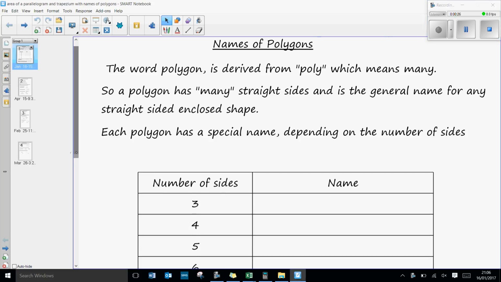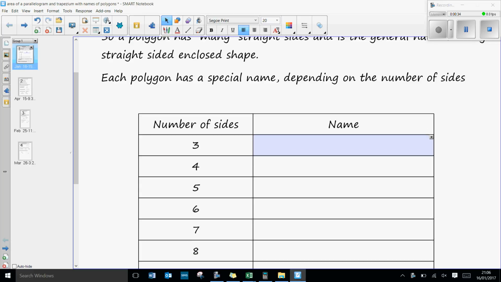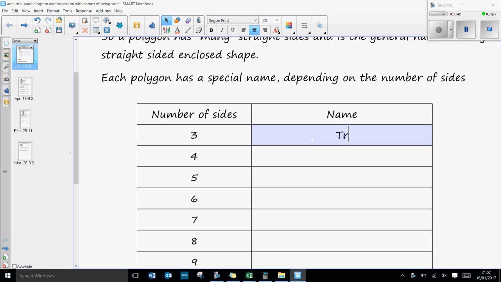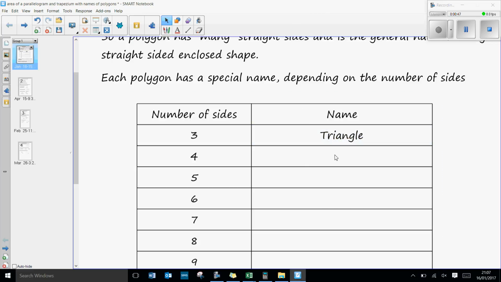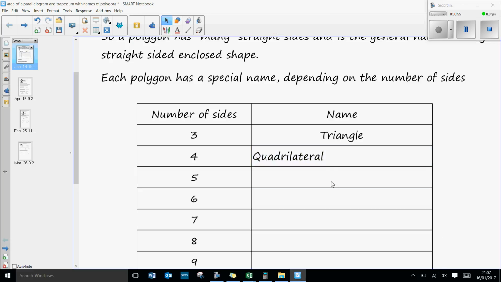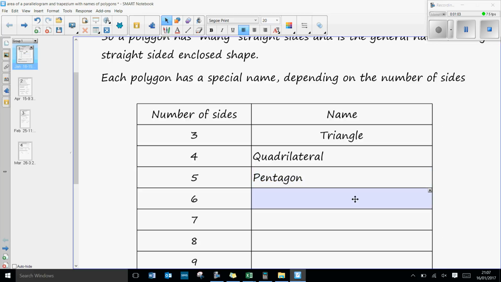So if it has 3 sides, we know it is a triangle. This is not going to work very well. Let's try typing it. A triangle. Okay, if it's a 4-sided shape, it is a quadrilateral. Let's check the spelling of that, please. A 5-sided shape is a pentagon. A 6-sided shape is a hexagon.